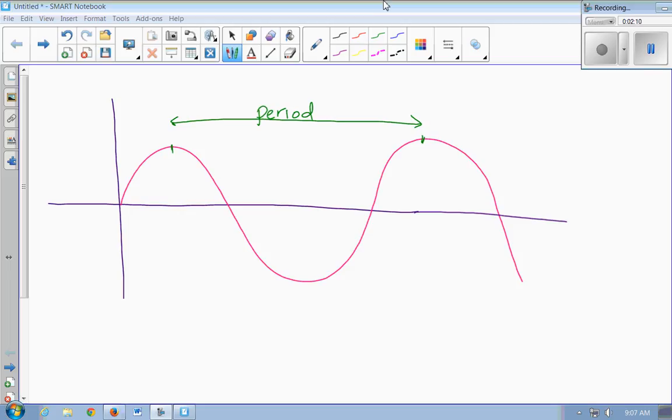And then the midline is the line that's halfway between the high and the low point, right? So this would be a maximum right here, and this would be a minimum. This is the midline. In this particular picture, it's the x-axis. It's not always the x-axis, but it's always going to have the form y equals some number. In this picture, it's y equals 0. The x-axis equation is y equals 0.